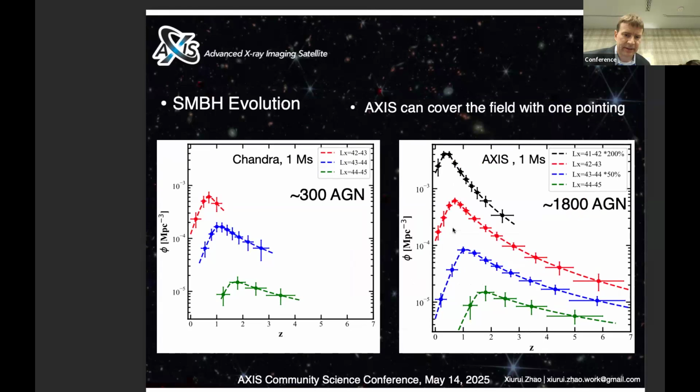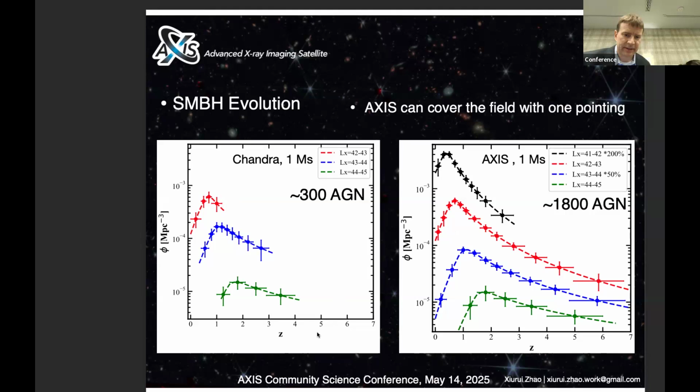For example, here I show a simulation of what a Chandra 1 million second observation of the field can measure: the number density of AGN as a function of redshift in different X-ray luminosity bins. For example, the red is the Seyfert-like galaxies from 10 to the 42 to 43, then 43 to 44, and the bright ones from 44 to 45. After combining all the 1 million seconds, we will detect 300 AGN, and these are the constraints we can have on the number density.